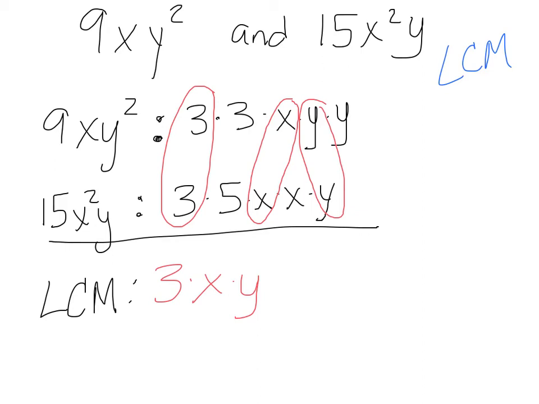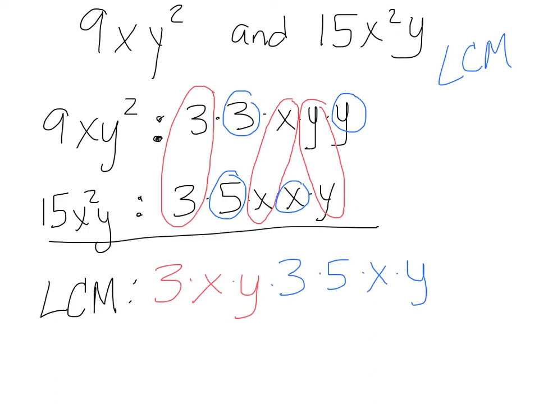Everything else is not represented in both factorizations. So we do have this 3 that needs to be represented. We do have this 5 that needs to be represented down below, this x, and this y.